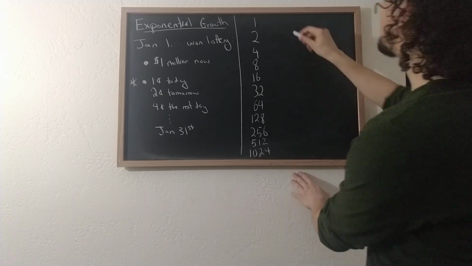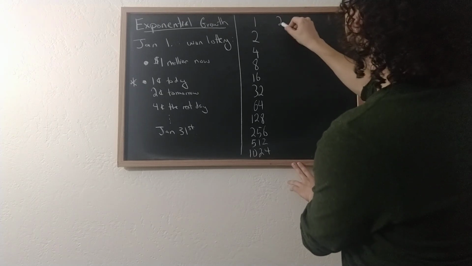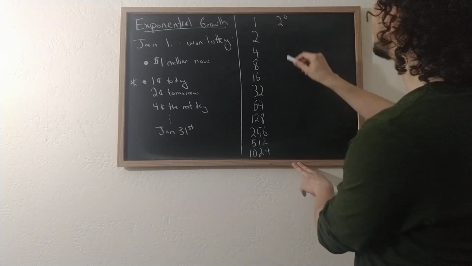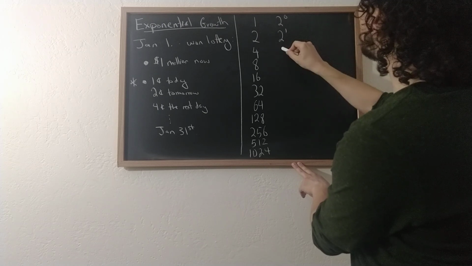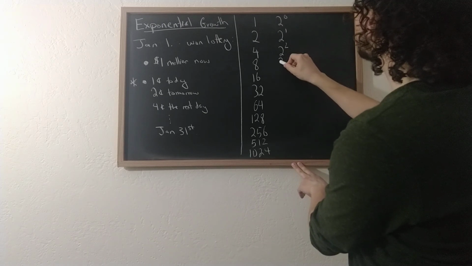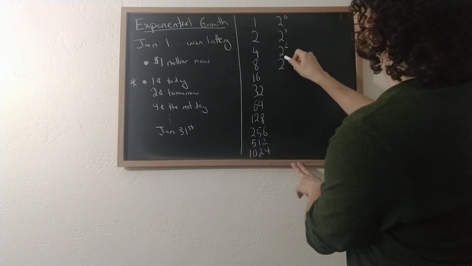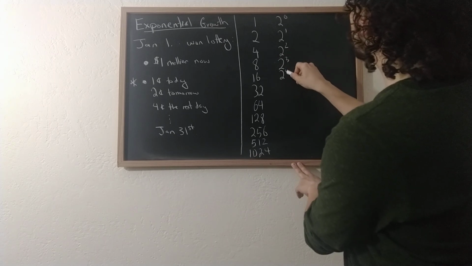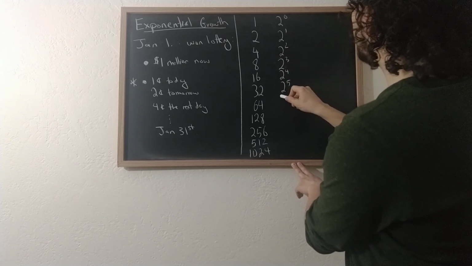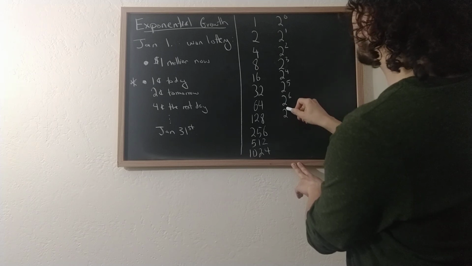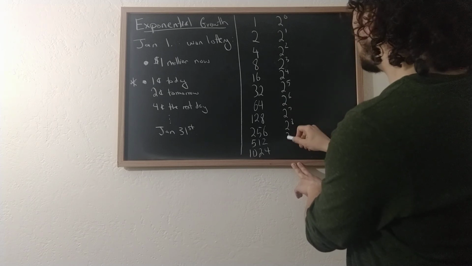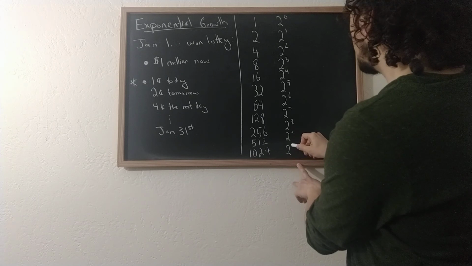So let's look at what's happening here in terms of exponents. This is 2 to the power of 0. This is 2 to the power of 1. 2 squared. Oops. 2 cubed. 2 to the 4. 2 to the 5. 2 to the 6. 2 to the 7. 2 to the 8. 2 to the 9. And 2 to the 10.